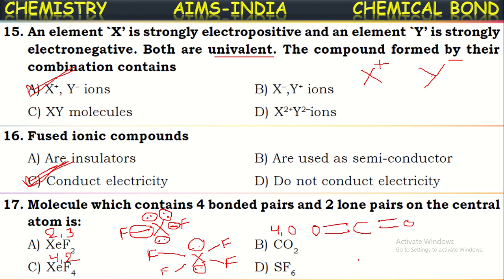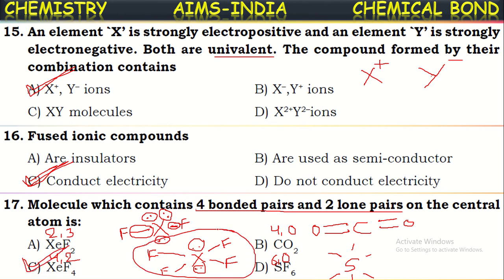What about SF6? Sulfur has 6 valence electrons and all 6 are participating in the bond formation with the 6 fluorine atoms. Now we can say in this SF6 molecule, the number of bond pairs is 6 and the number of lone pairs is 0. Now if you see the question once again, the molecule with 4 bond pairs and 2 lone pairs on the central atom is xenon tetrafluoride. Okay, right? Next one.